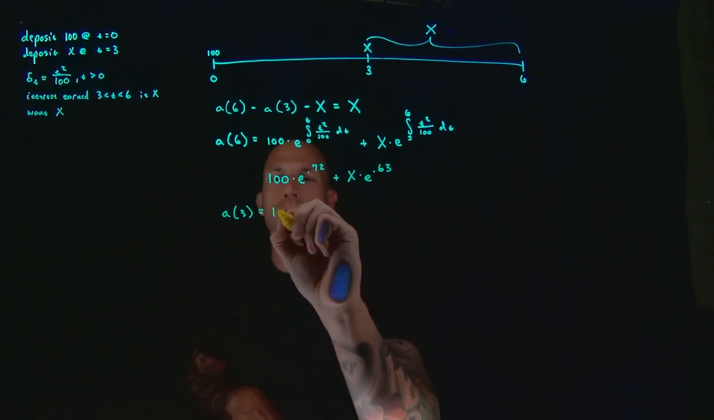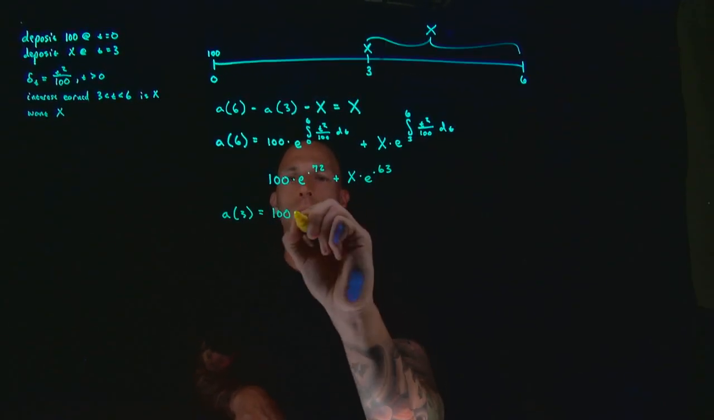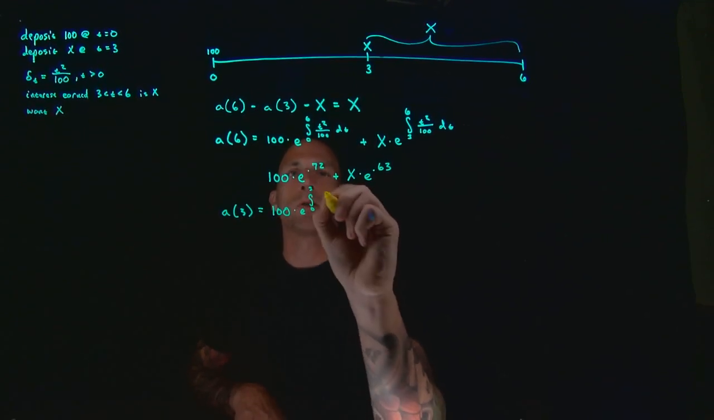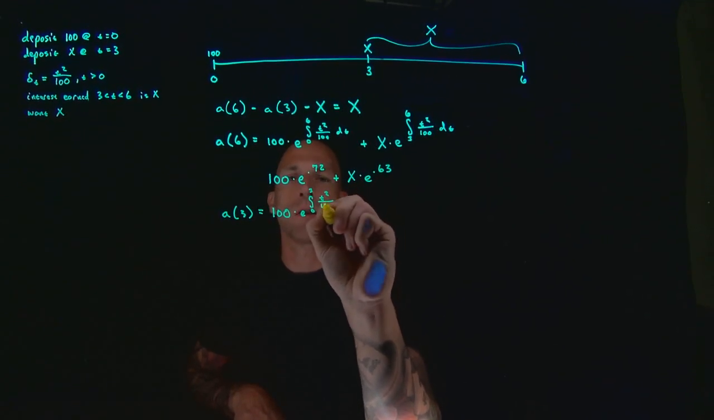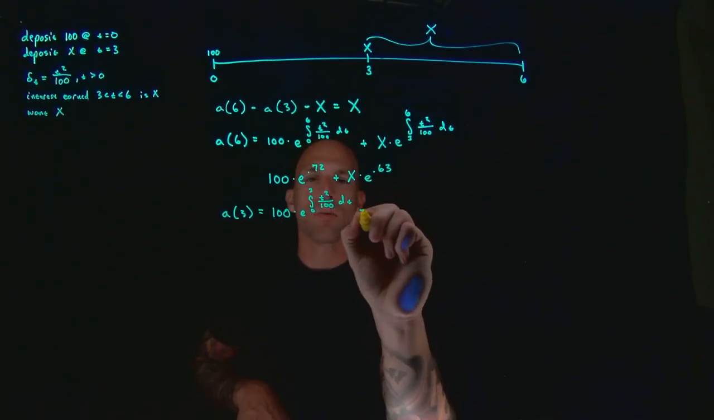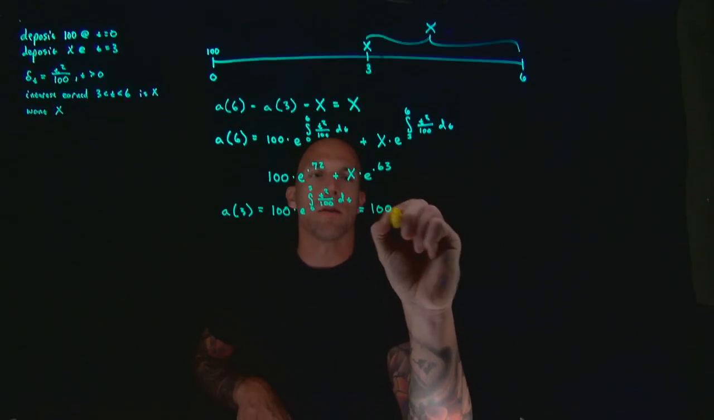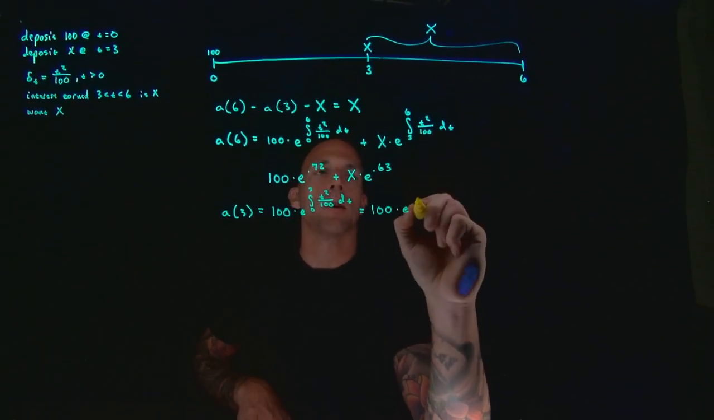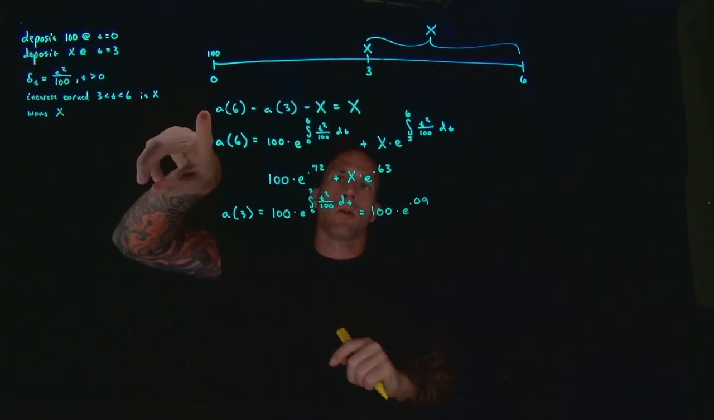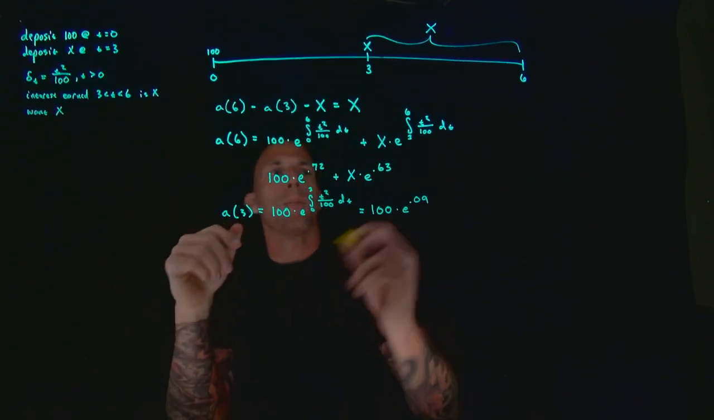So there's our accumulated value at time 6, and our accumulated value at time 3 is a little bit simpler. It's just this 100 times the force of interest for the first 3 years, which resolves quite nicely to 100 times e to the 0.09. So now let's go back to the original equation we wrote and put it all together.